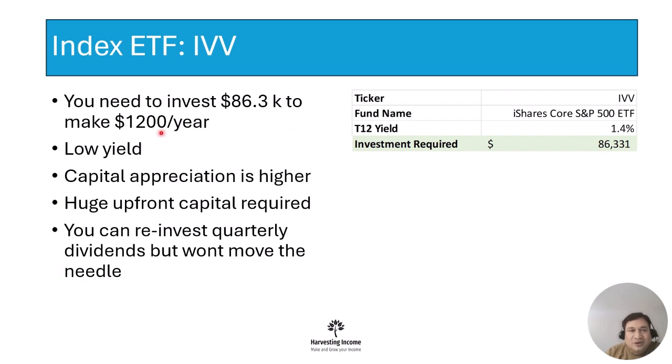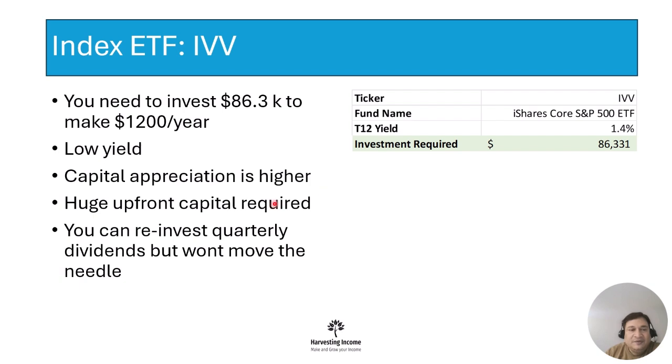To get that 1200 per year just by investing in this fund, and this is just an example, we are assuming that you're investing in this fund to get 1200 a year. People can invest in different funds also, but just for this illustration, you are investing in this fund. So the investment required is $86,331, about 86.3K, to make 1200 a year, because the index is giving you very low yield.